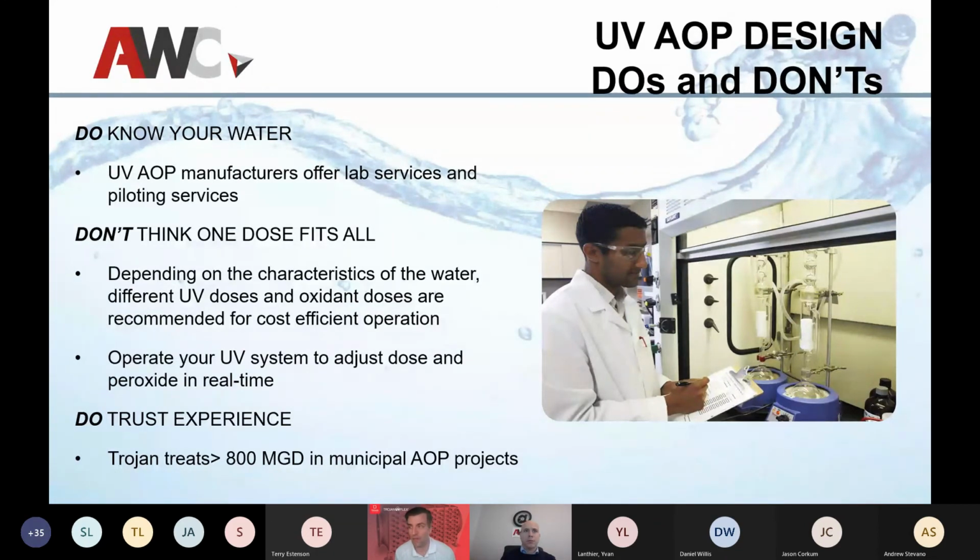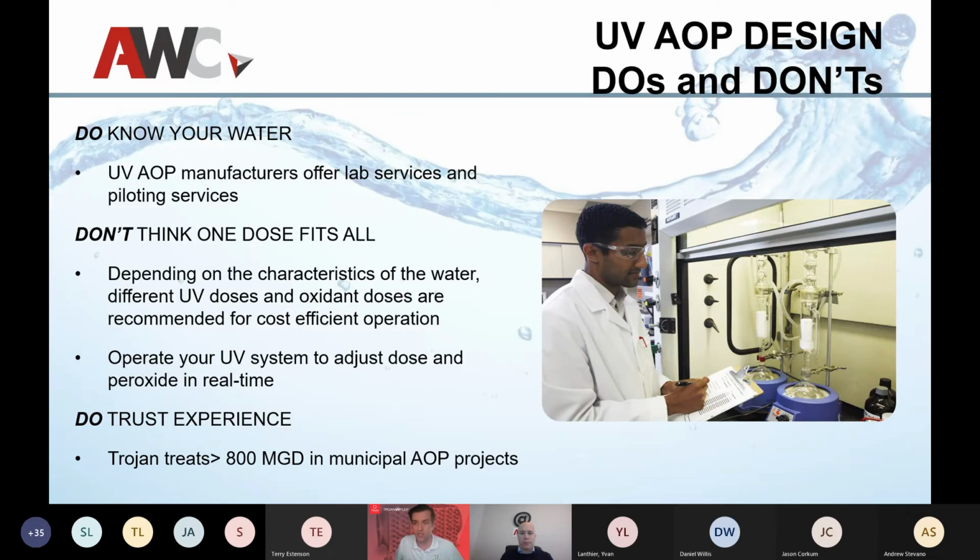Manufacturers, we do have lab services and piloting services to run water samples and figure out what the characteristics of your water are to design an effective UV AOP system. Do not think that one design just works for everybody. Everyone's water is different. We need to be finding that balance between oxidation and UV, and it really just takes some very basic water analysis to come up with the best design.